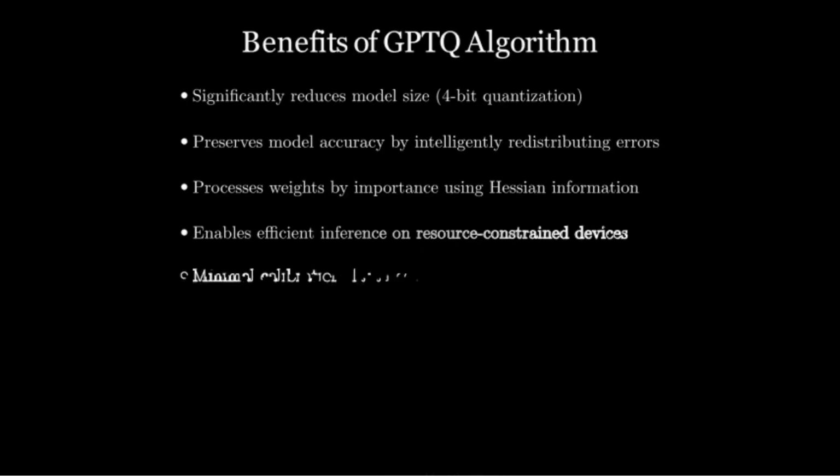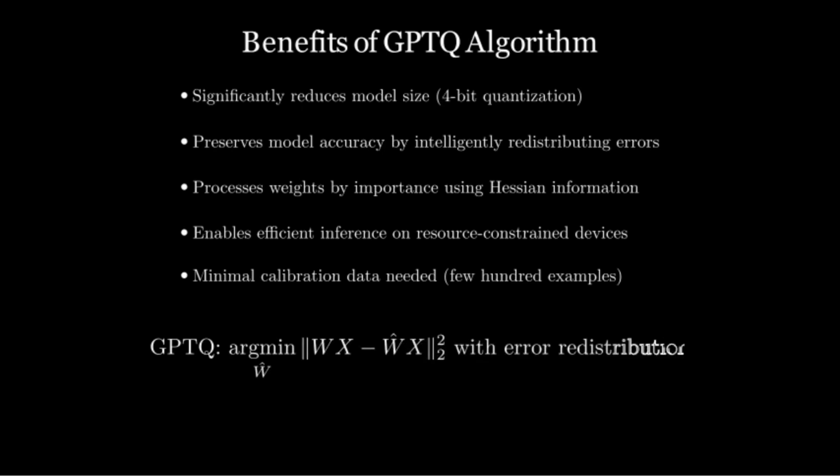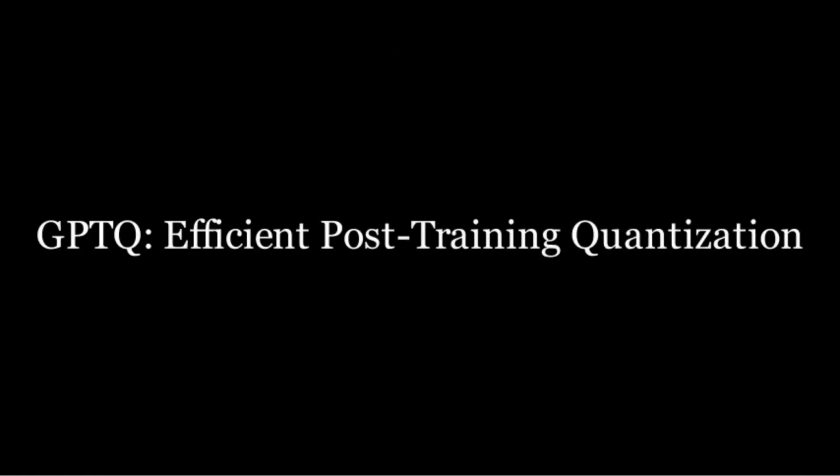So there are various benefits of the GPTQ algorithm. It drastically reduces model size through 4-bit quantization, cutting memory requirements by up to 8x. It preserves model accuracy by intelligently redistributing errors. It uses Hessian information to respect the relative importance of different weights. It enables efficient inference on resource constrained devices. It requires minimal calibration data, just a few hundred examples.